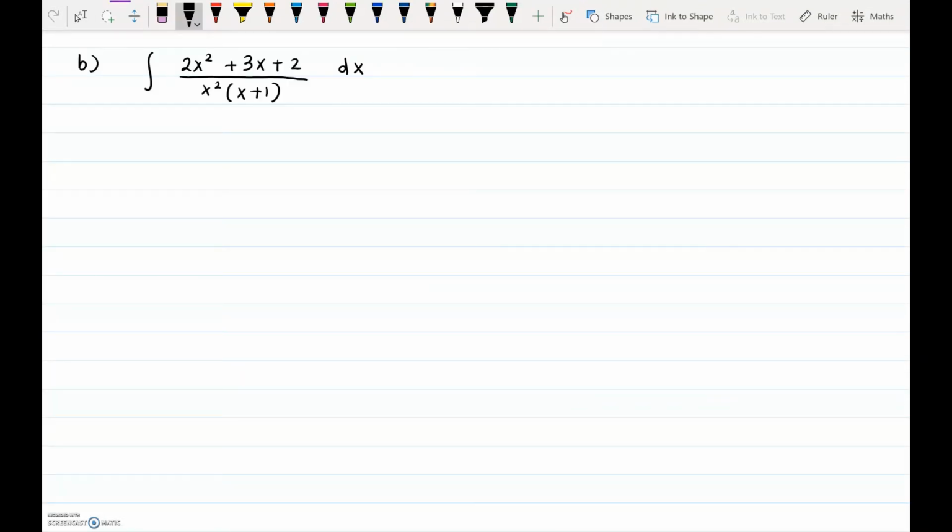Okay, let's see the second example. We have here the integration of (2x squared plus 3x plus 2) over x squared times (x plus 1) dx. Firstly, as usual, we will identify the type of the function. We have here a rational function, and it is a proper rational function.